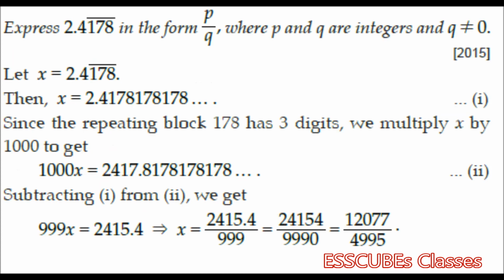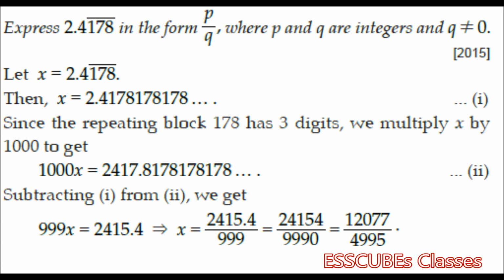Suppose we have a question as given on the screen. Now, this is a little difficult. Let's understand it this way. 2.4178. Now, see, the bar is basically on 178. That means 4 is normal. It is not getting repeated, but the block of 178 is getting repeated every time.